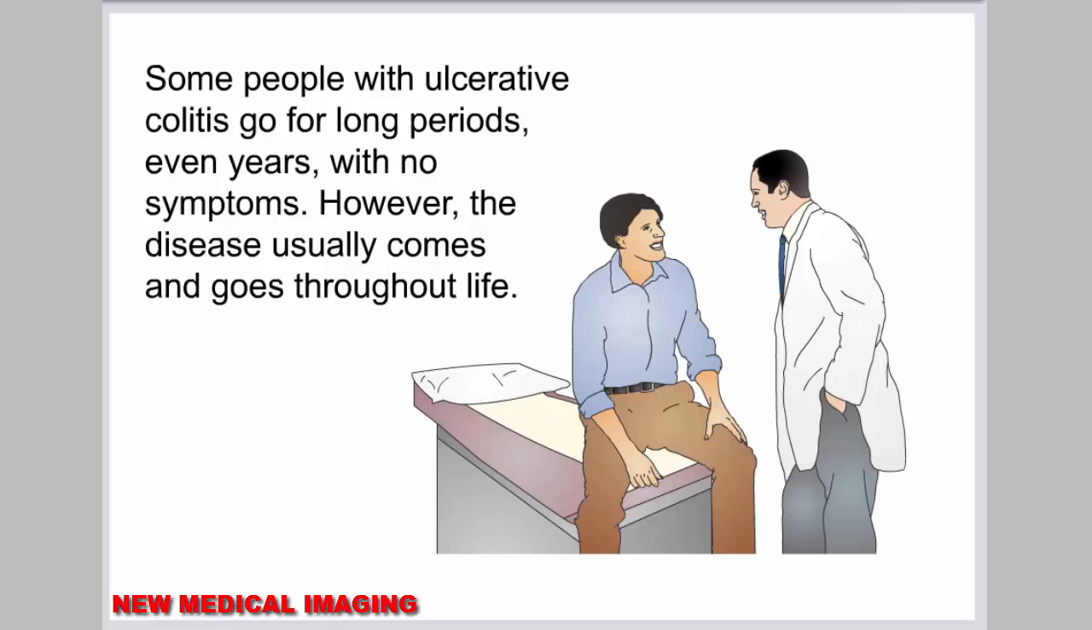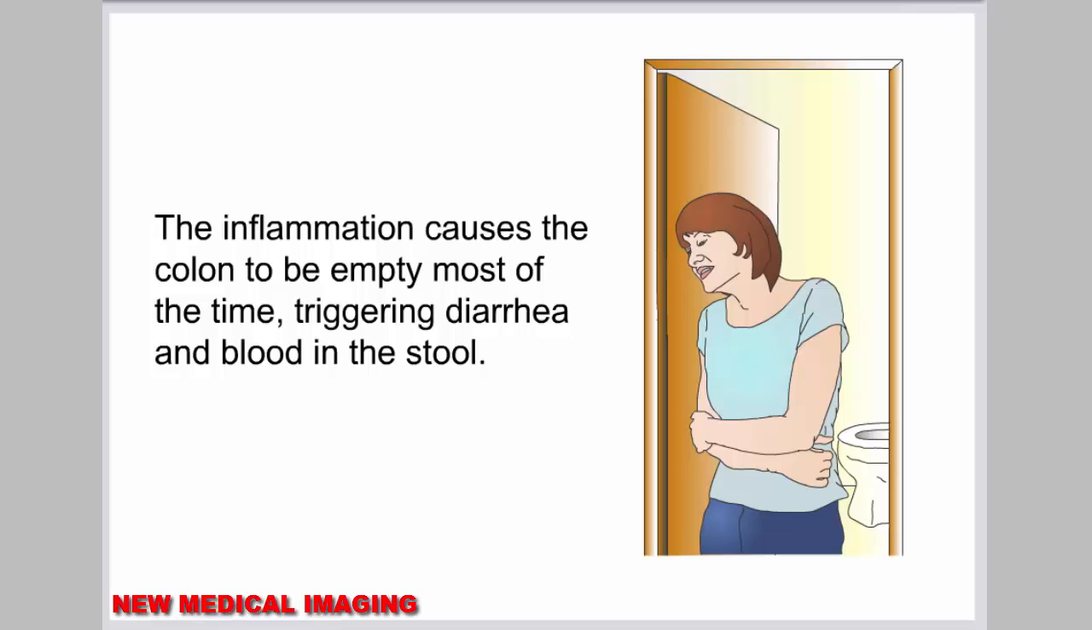Some people with ulcerative colitis go for long periods, even years, with no symptoms. However, the disease usually comes and goes throughout life. The inflammation causes the colon to be empty most of the time, triggering diarrhea and blood in the stool.